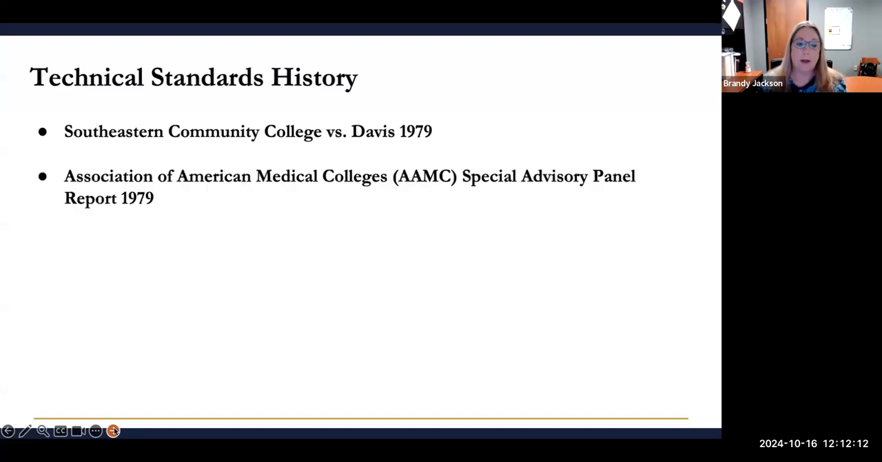Around the same time, the Association of American Medical Colleges created a special advisory panel which issued a report outlining recommendations for technical standards for medical schools in 5 key areas: observation, communication, motor skills, conceptual, integrative, and quantitative abilities, and behavioral and social skills. Most medical schools quickly adopted these standards, and many still use them in some form today.